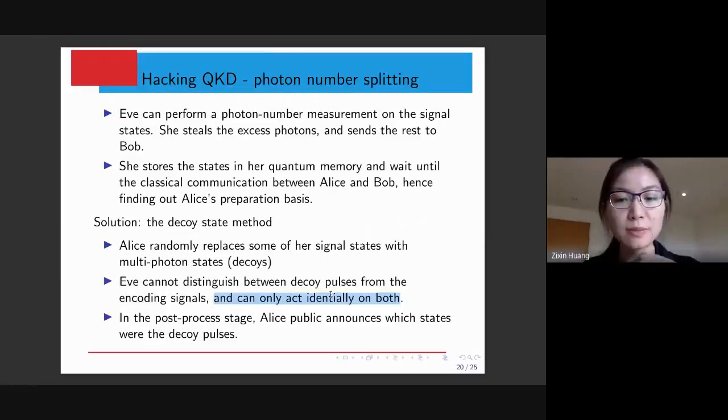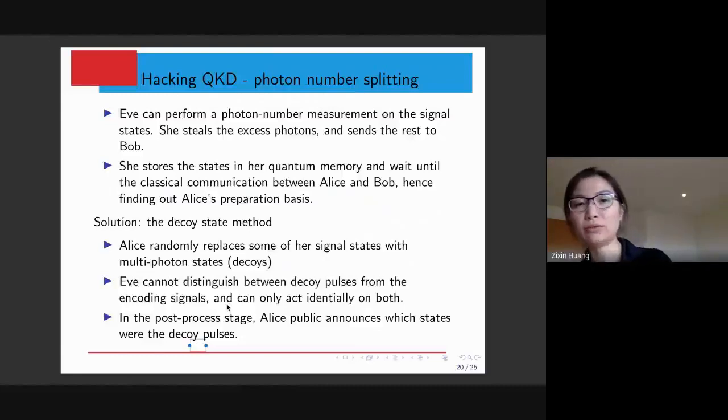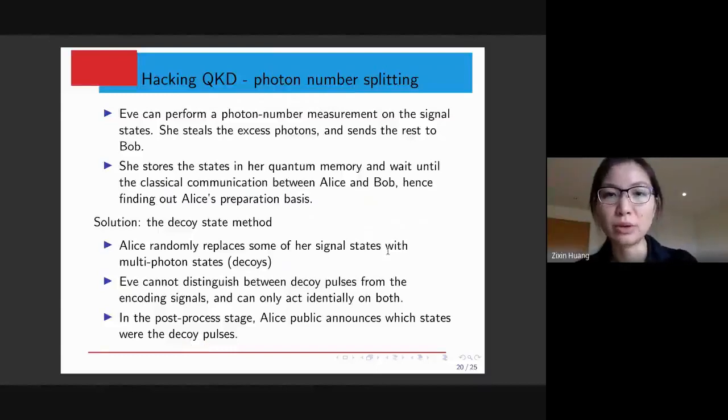And in the post-processing stage, Alice publicly announces which states were the decoy pulses. So if Bob notices that the different photon number states have been acted on differently, they know that Eve is doing something in between, and they can choose to abort the protocol or try to catch the eavesdropper. So in that case, she has not successfully stolen a large fraction of the key without alerting Alice and Bob.